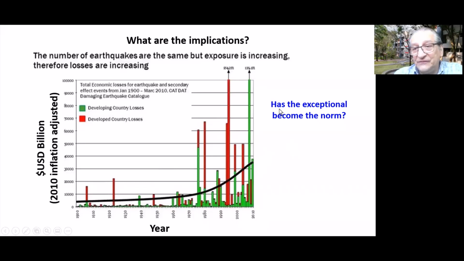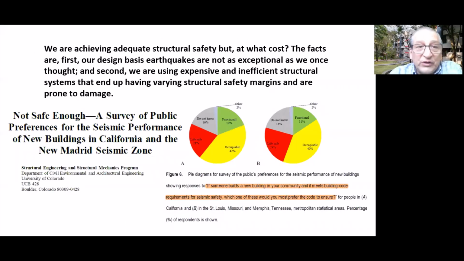And that begs the question: these exceptionally intense ground motions that we thought would not occur, has the exception become the norm? We can say that we're achieving adequate structural safety, but at what cost? The facts are, first, our design basis earthquakes are not as exceptional as we once thought. And second, we are using expensive and inefficient structural systems that end up having varying structural safety margins and are prone to damage.